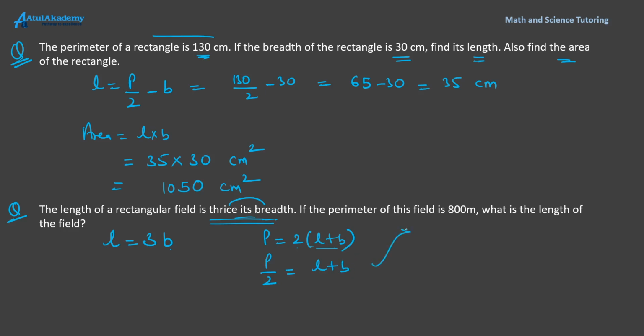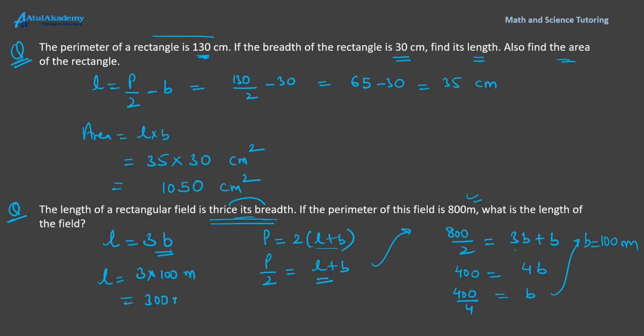Okay, let's move here. When I divide, perimeter is 800 divided by 2. Length is 3B, so instead of length, I write 3B. Now 800 divided by 2 is 400. 3B plus B, if you know algebra, is 4B. Now B will be 400 divided by 4. So you get B as 100 meter because the units are meter here. Breadth you get 100 meters. So what will be length if breadth is 100? 3 into 100 meter, which will be 300 meter.